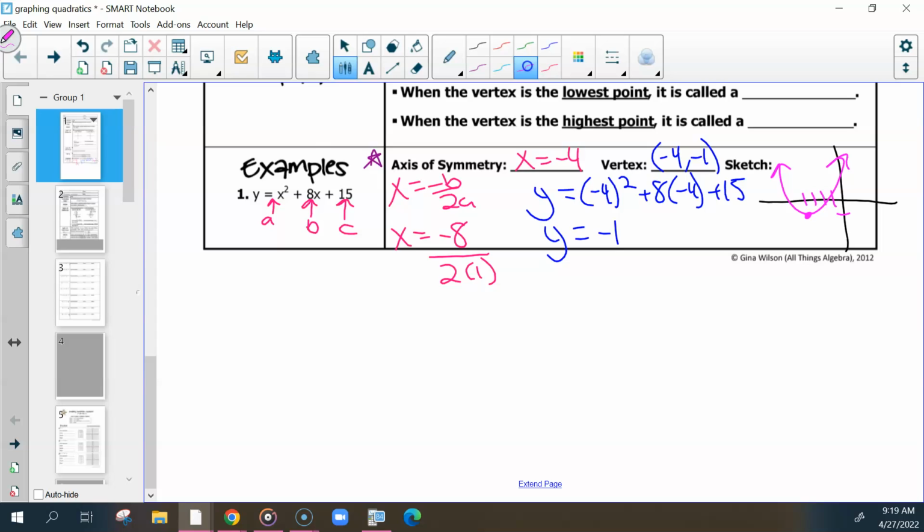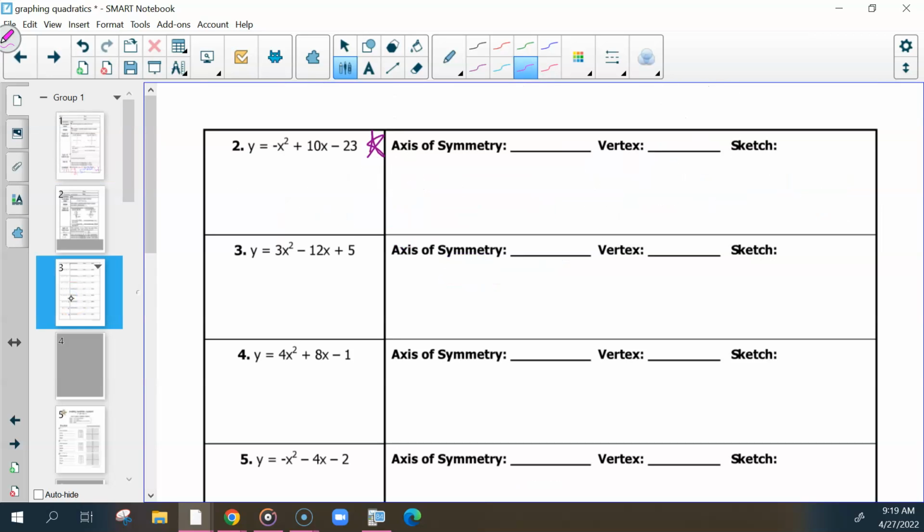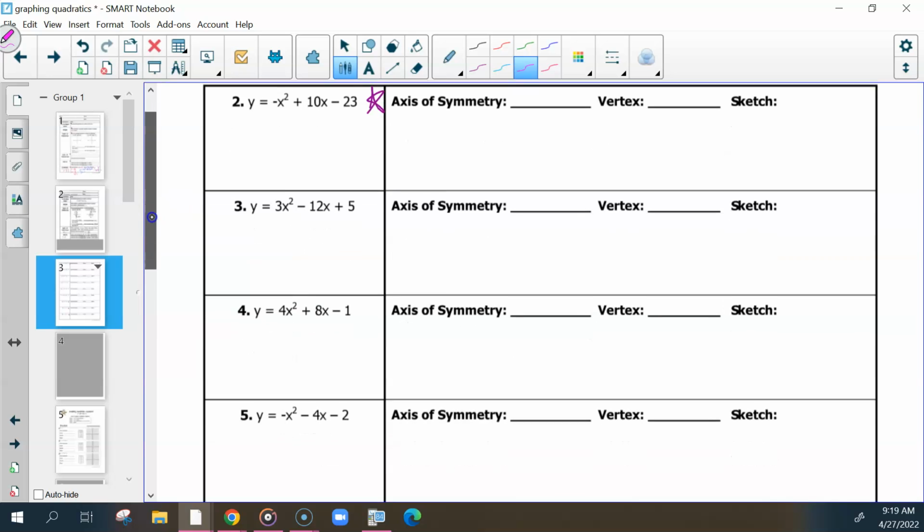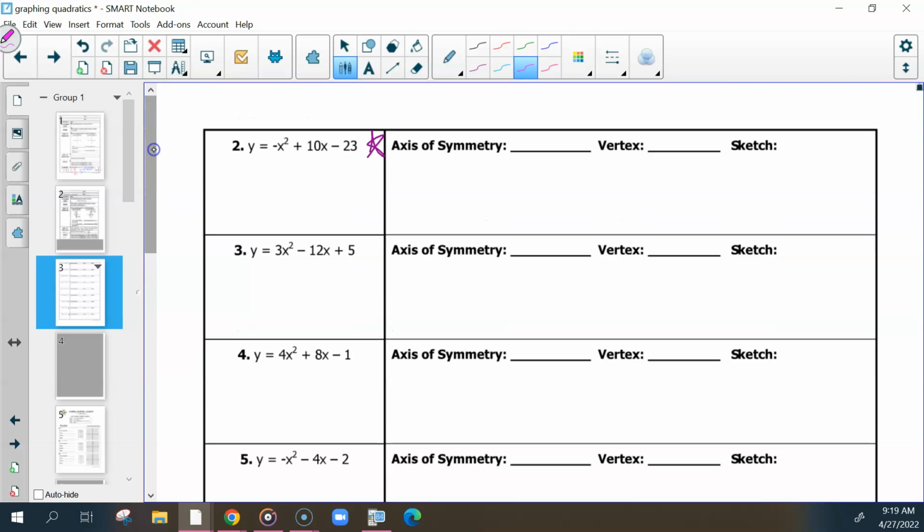On the next page, reading number 2. If you need to, write your axis of symmetry up here, or the formula. How would we set this up? X equals -10 over 2 times -1. Yes.